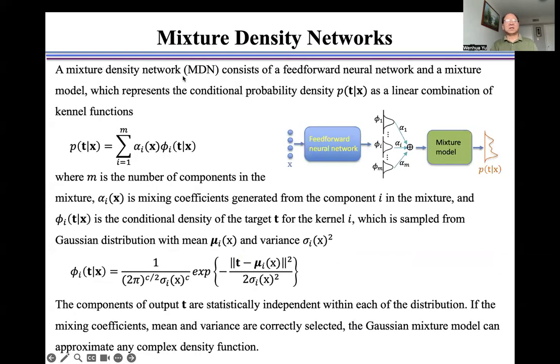A mixture density network consists of a feed-forward neural network and a mixture model, as shown here. This is the feed-forward neural network and this is the mixture model, which represents the conditional probability density P as a linear combination of kernel functions as shown here, as phi and this alpha, where M is the number of components in the mixture. Alpha I is the mixing coefficient generated from the component I in the mixture.